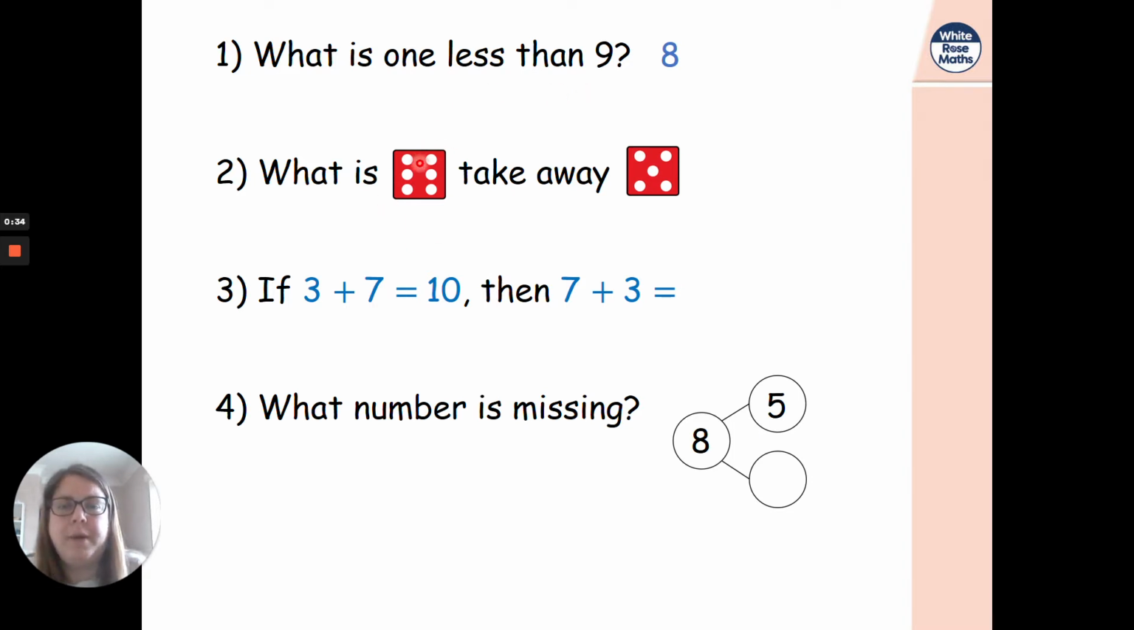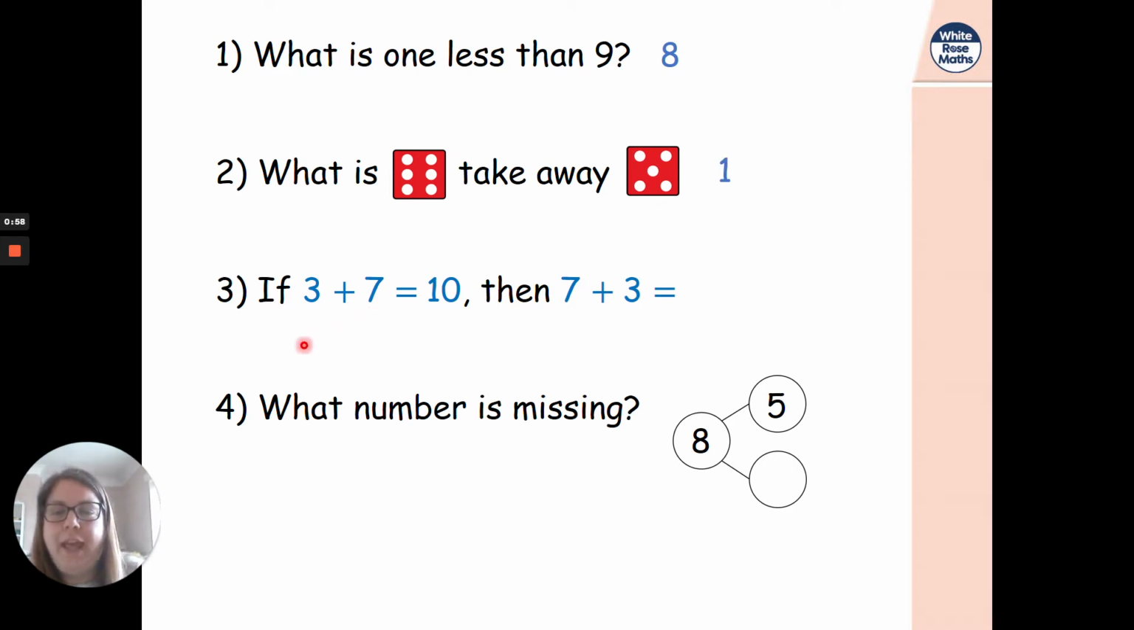What is this number? Take away this number. So you can write it as a number sentence. You can get your toys. You might just know it off the top of your head. But if you need to go and get something to help you, pause the video so you can have a go at that one. So the number is 6. Take away 5 equals 1. Well done if you did that.